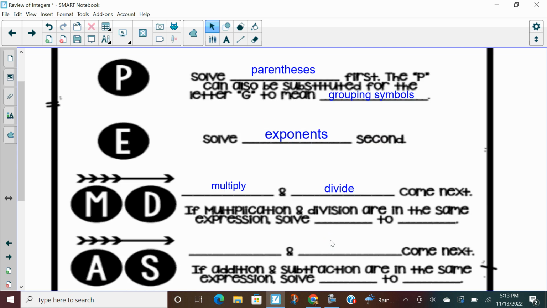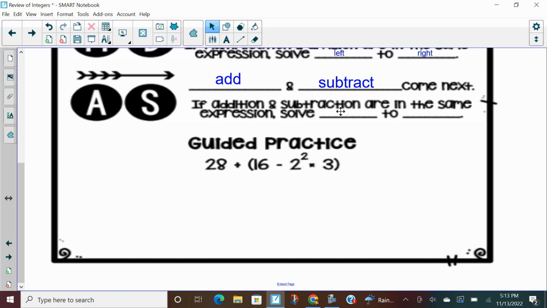If multiplication and division are in the same expression, we go from left to right. So it's not like multiplication comes first, so we do that. We do whichever one comes first. So if division's first, do that first. Same thing for adding and subtracting. The AS stands for add and subtract. Same thing, we're going to do those from left to right.